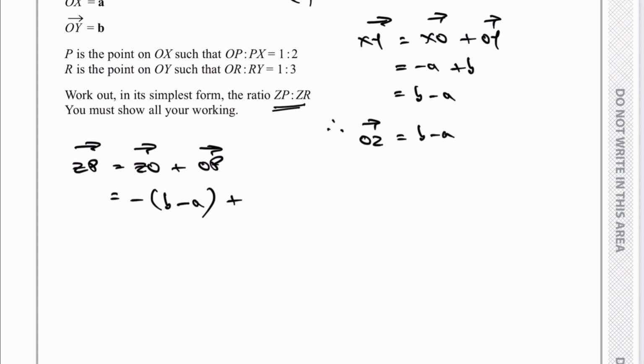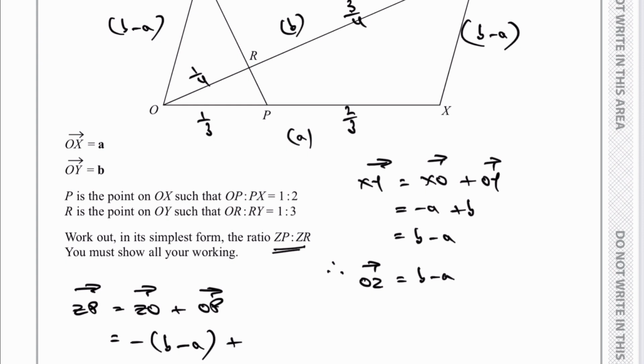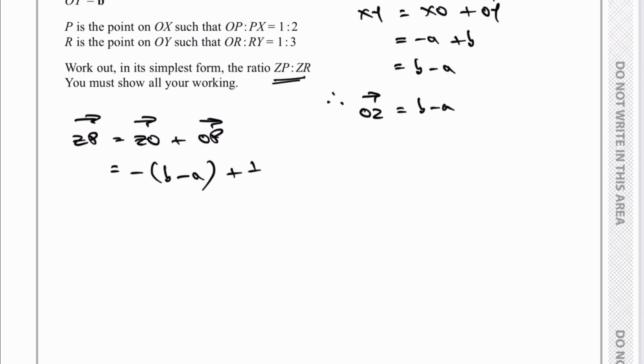OX is going to be A. If I just go back up to the screen there, OX is going to be A, therefore OP is going to be 1/3 of A. Okay, so that's 1/3 of A, and I need to just tidy this up.